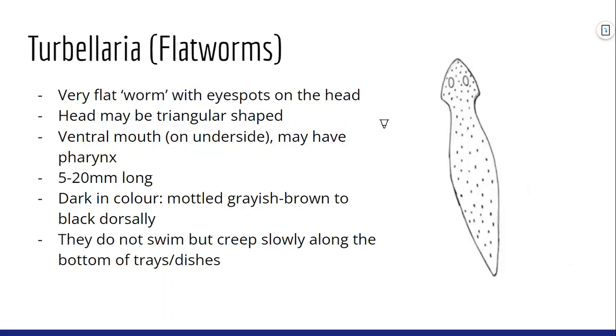The Turbellaria, or flatworms, look like what they sound like. They're flatworms. So they have eye spots that are held dorsally on the head, you can see here, and the head is usually triangular in shape. They have a mouth that's held ventrally on the head, and they sometimes have a pharynx, which comes out of the mouth, which is just a tube that sort of looks like this, and it's what they'll use to suck up food. They are 5 to 20 millimeters long, dark in color, usually gray or brown. And they don't swim, but sometimes you can see them creeping along the bottom of the tray or dish that you're using to pick and tally your bugs.